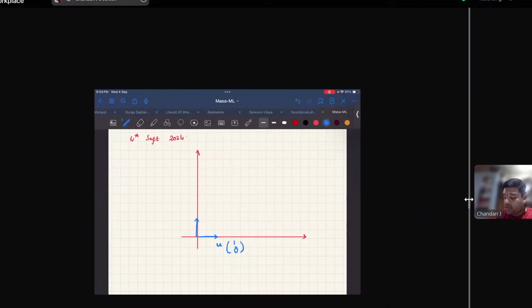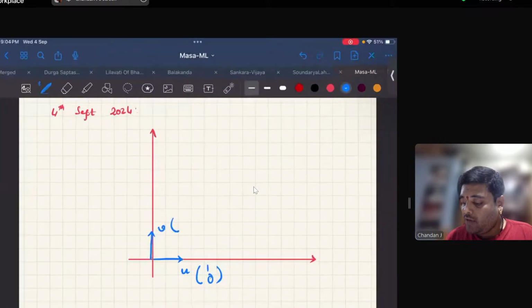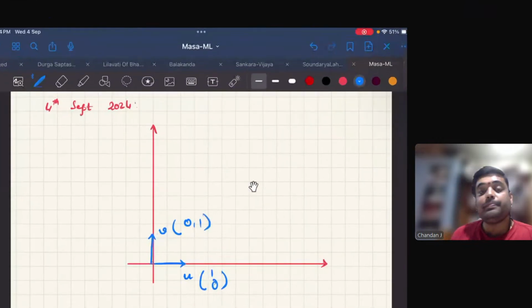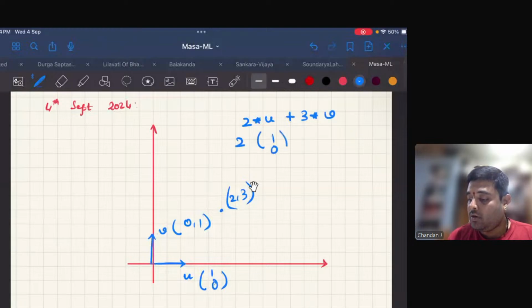This is your V, which is represented by 0, 1. Now you want a point somewhere here. Let's say that this is 2, 3. Now how do you get it? We get it like 2 into U plus 3 into V. What is U? U is 1, 0. So 2 into U plus 3 into 0, 1.